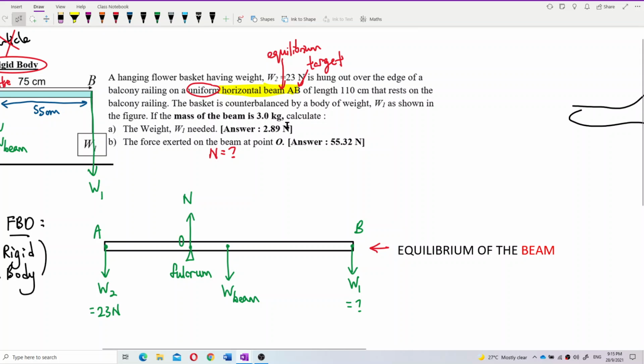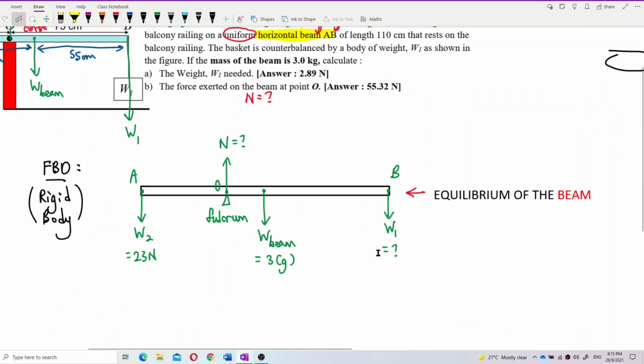What about the beam? The beam weight. The mass of the beam is 3 kg. So we can say this is mg. So 3 times gravity. This is not gram, this is gravity. It's 3 kg multiplied by gravity. Then we get the weight of the beam. Then the normal force we also don't know. That's what we want to find. So how to find the weight?